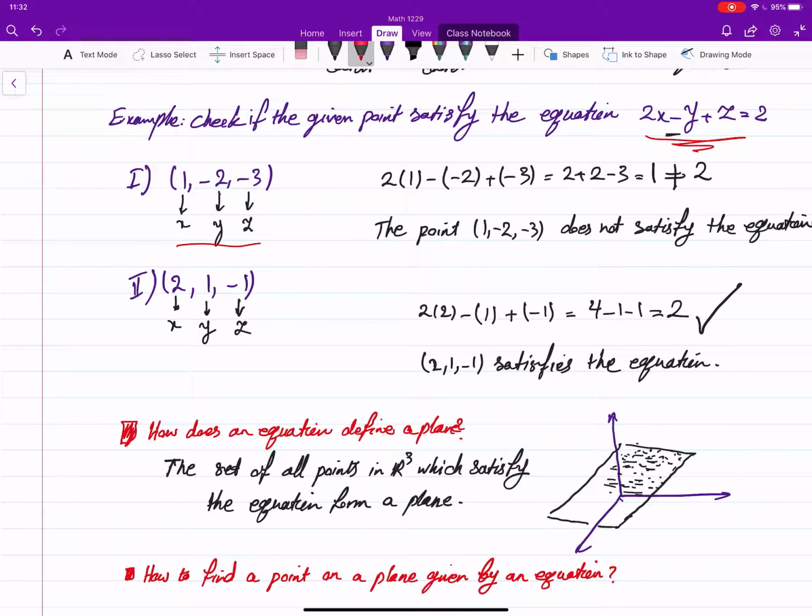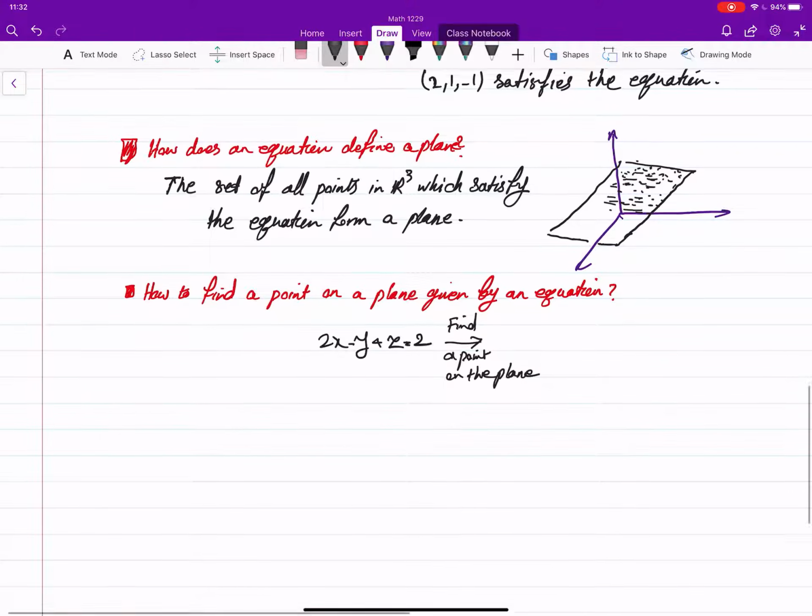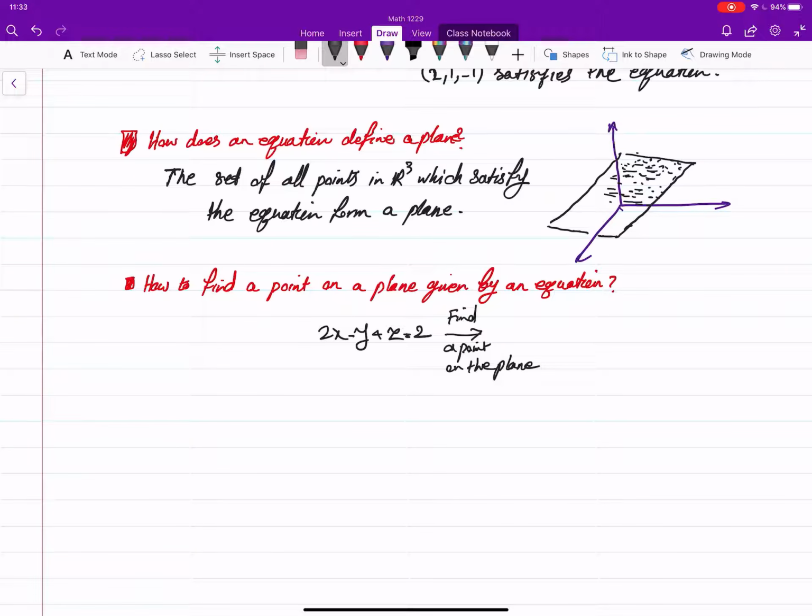How about now an equation is given like 2x minus y plus z equals 2. And then the question is, find a point on the plane. Well, there are infinitely many points on the plane, but give me one way. Give me an algorithm that I can use to find points on the plane given by this equation. And that is a very easy thing to do.